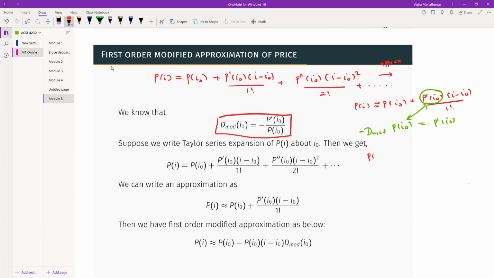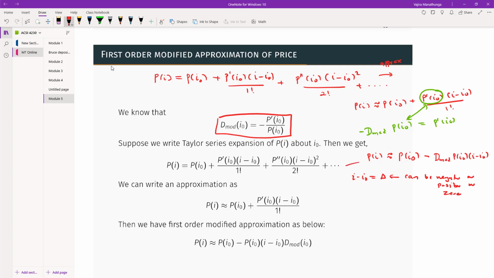When I do that, I would get P(i) approximately equal to P(i0) minus modified duration times P(i0) times (i minus i0). Now sometimes you will see i minus i0 defined as delta. So this can be negative or positive or zero.